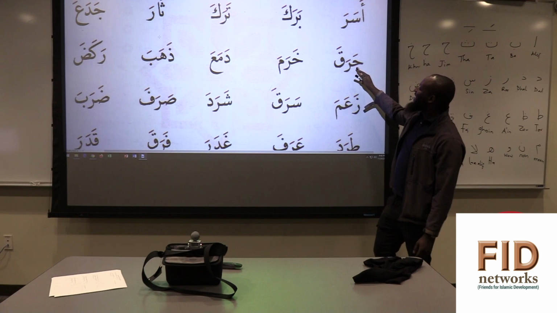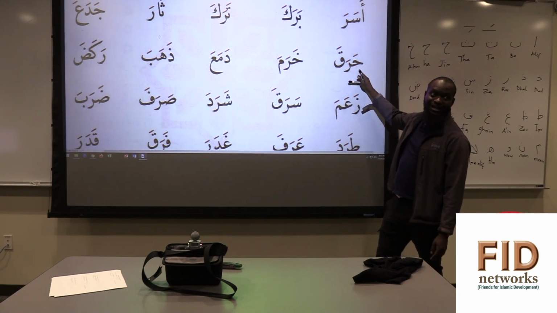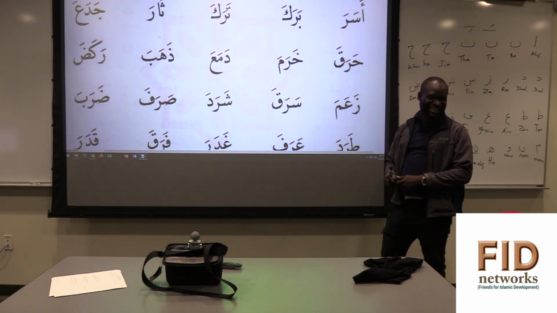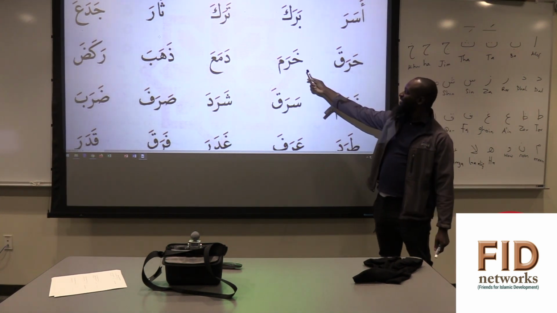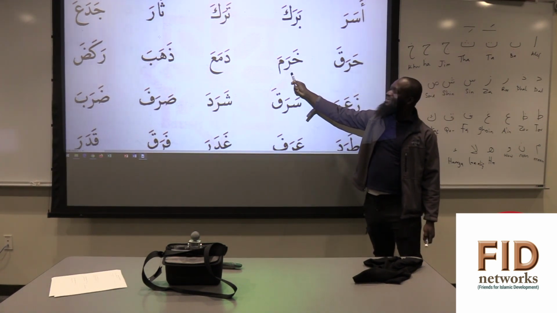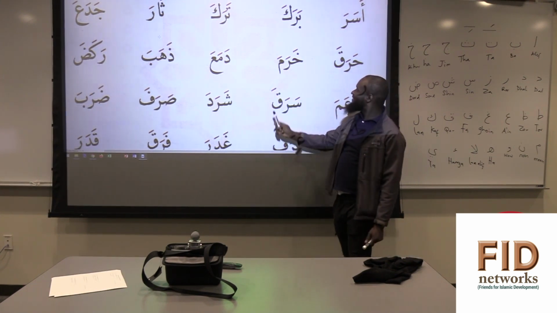Okay. Can you tell me what this one is? No, it doesn't have the dot. So which one doesn't have the dot? Exactly. Ha-ra-qa. Are you seeing it now? Ha-ra-qa. So this one has it on top. Which one has it on top? Ha. So kharama. Kharama. Are you seeing it now?